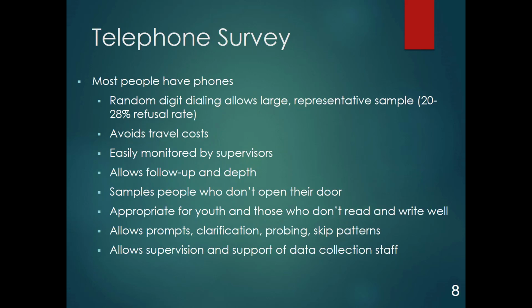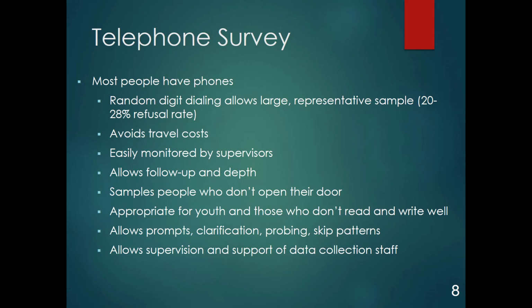Okay, so the next one is telephone surveys. So most people have phones, right? However, now most people don't have a landline phone. Everybody has more like a cell phone. And so you can also use telephone surveys, right? You can do random digital dialing, which allows you to reach a larger, more representative sample. Usually with this, you get about 20 to 28% refusal rate. So these are people who would either not answer their phone or tell you no over the phone.